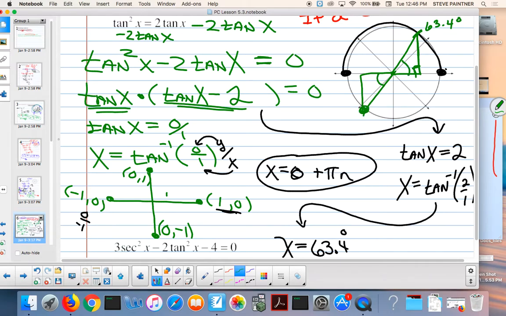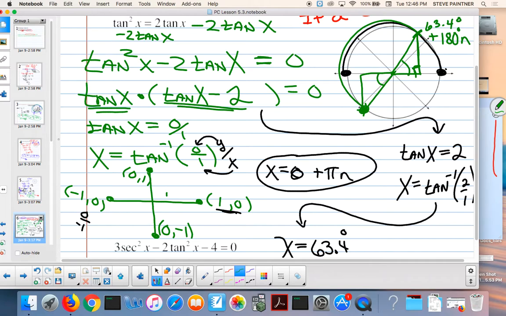But doesn't that look like how far around the circle? Yeah. One period later, you get another answer that works. So the answer here would be 63.4 plus, don't say pi n, because pi is radians. Now you'd have to say what? 180 n, right?